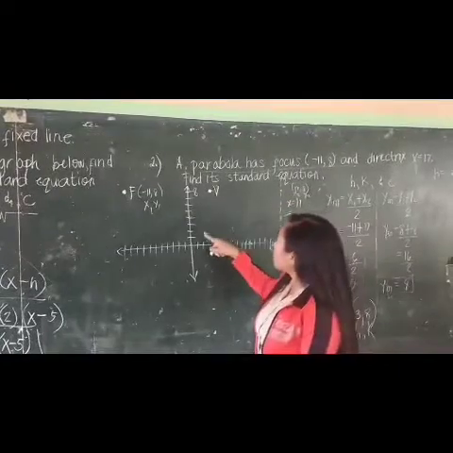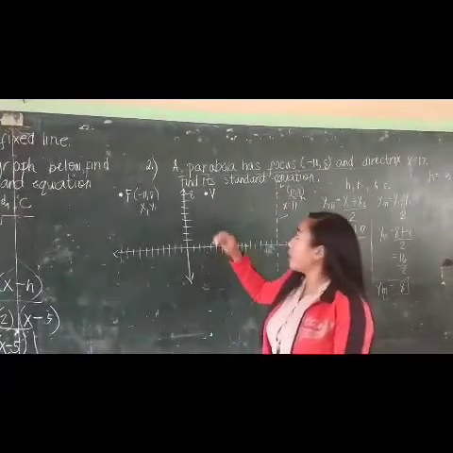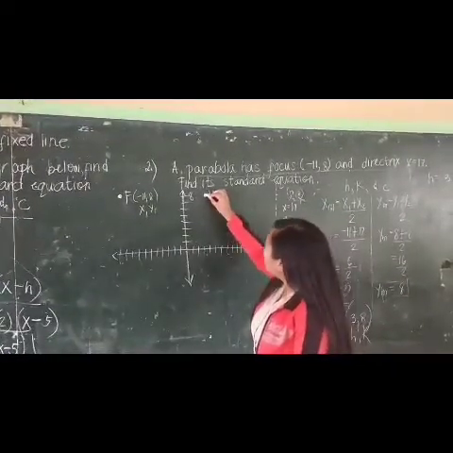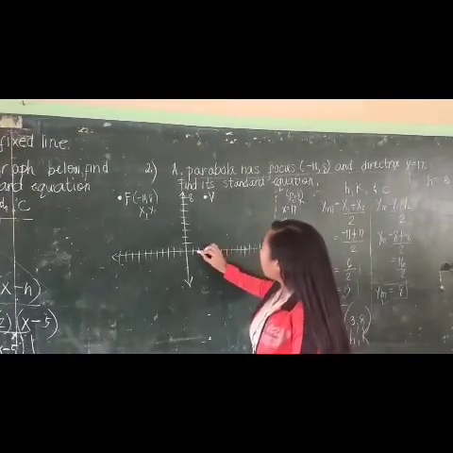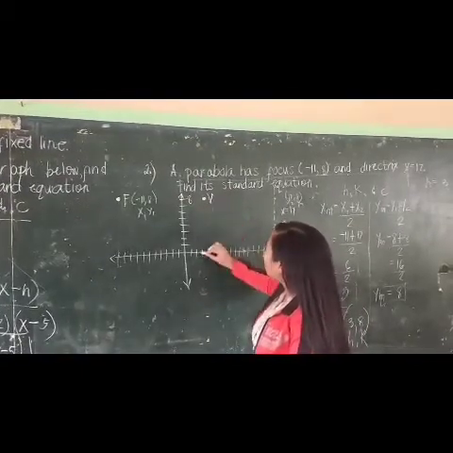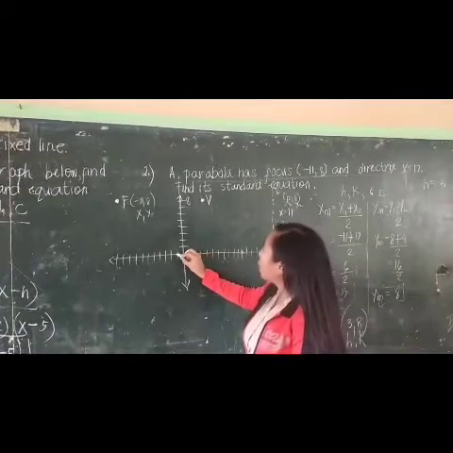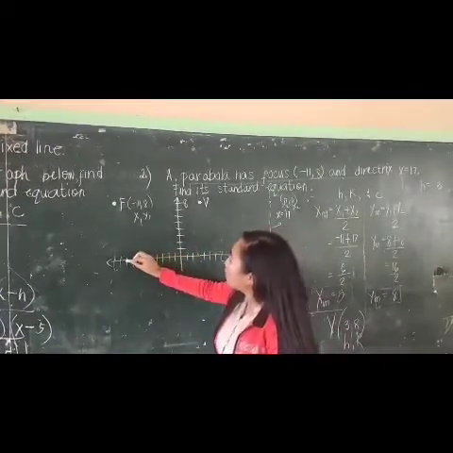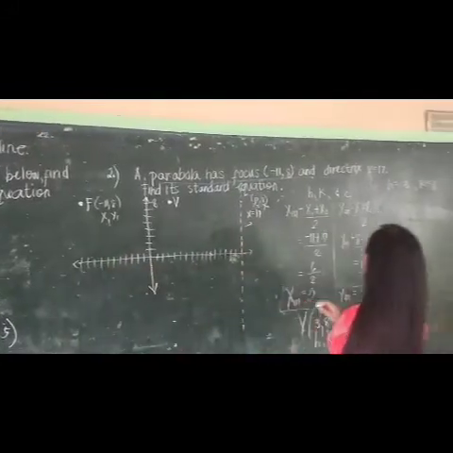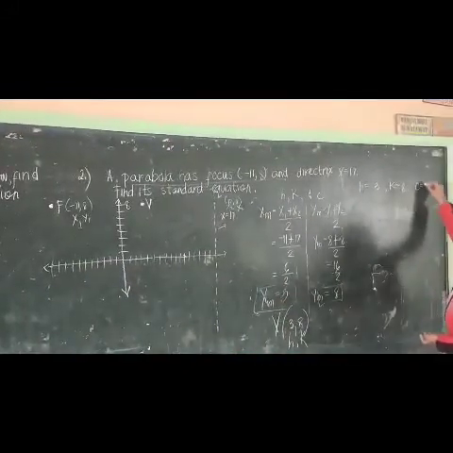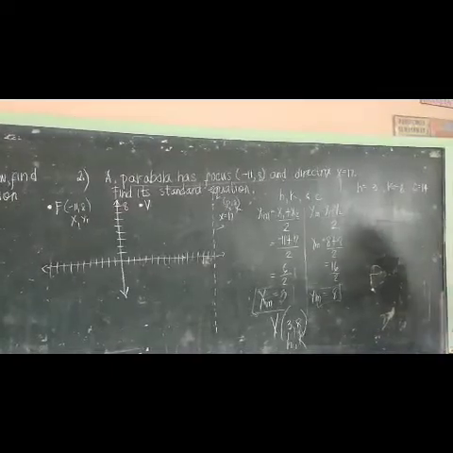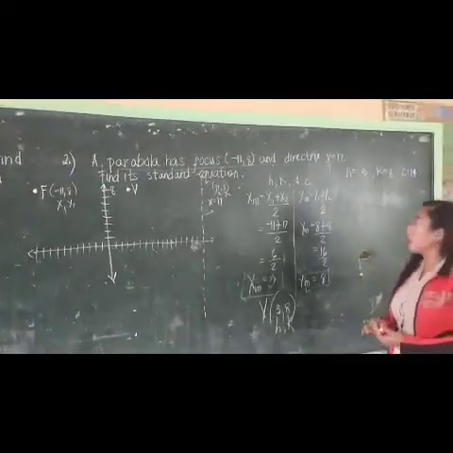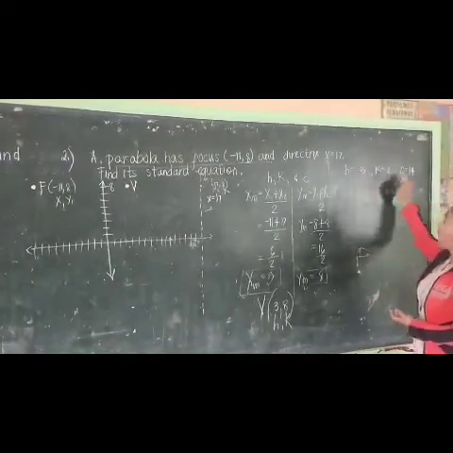the directrix. So let us count how many units from here. 1, 2, 3, 4, 5, 6, 7, 8, 9, 10, 11, 12, 13, 14. So therefore, our c is equal to 14. After that, we now have the values of h, k, and c.